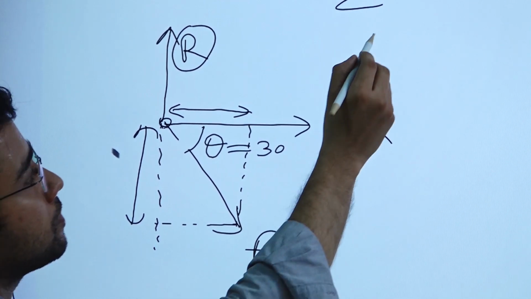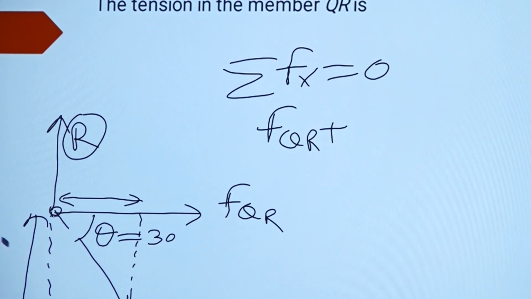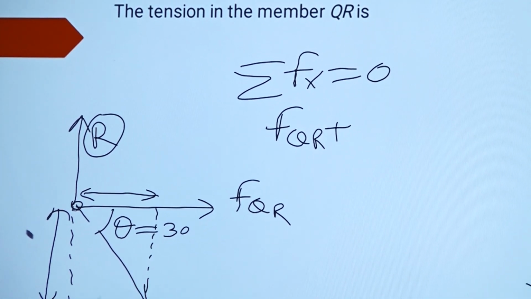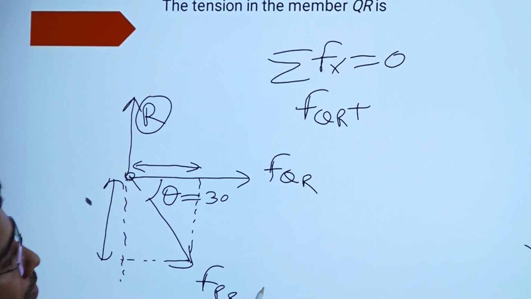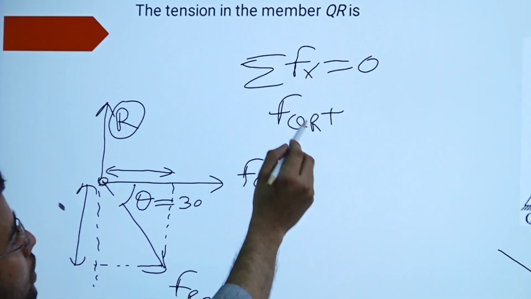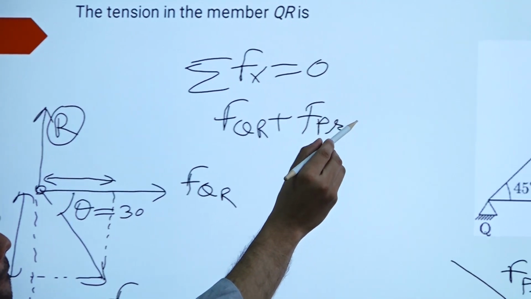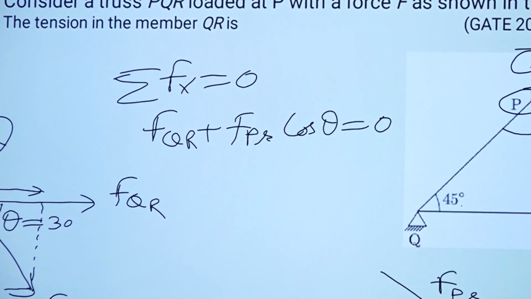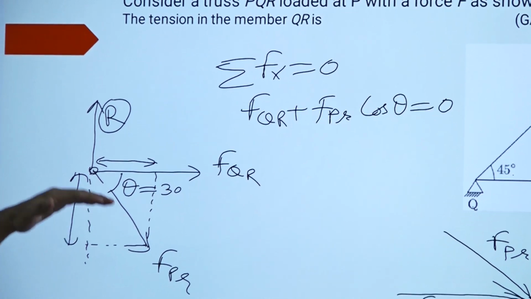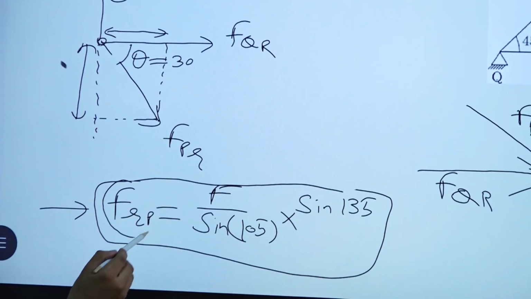Okay, so sigma Fx is equal to 0, FQR plus... here theta is equal to 30 degrees and we just have to find FQR, right? So for FQR, we do sigma Fx equal to 0: FQR plus FPR cos 30 should be equal to 0, right? Why? Because the sum of all the forces in the x direction should be equal to 0, right? So here we already know FPR.